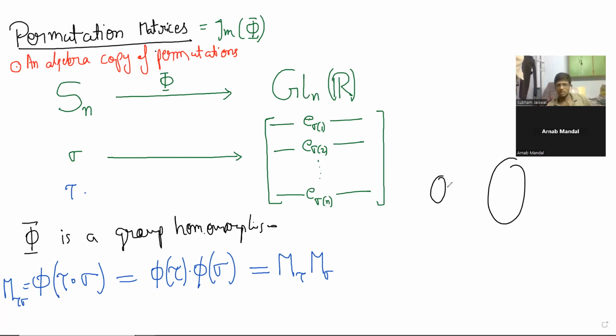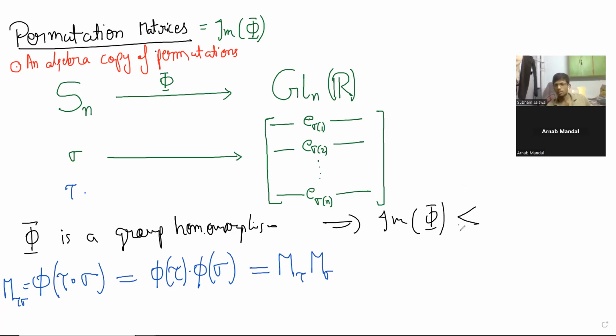So if this goes, then this small thing sitting here is also a subgroup. That's the nice thing, and that happens if this is a group homomorphism. So this is a group and the bigger one is a group. This is not given to be a group, but it follows that it's a group because the image of a group homomorphism is a subgroup. So this will imply that the image of phi is a subgroup of GLn(R).